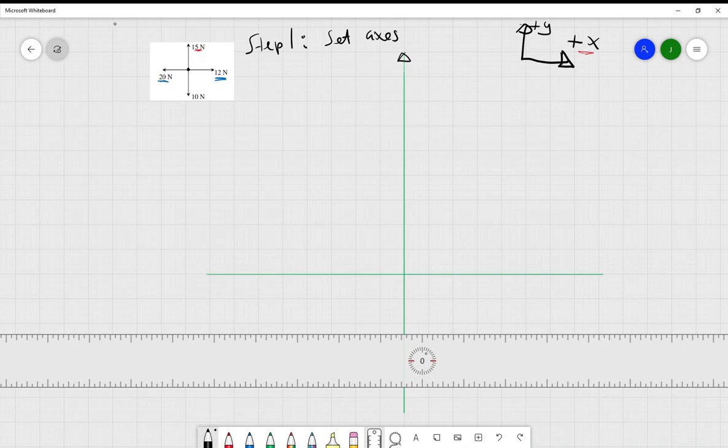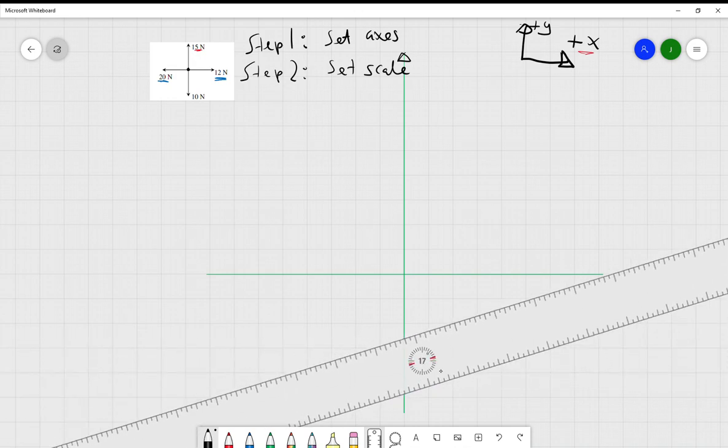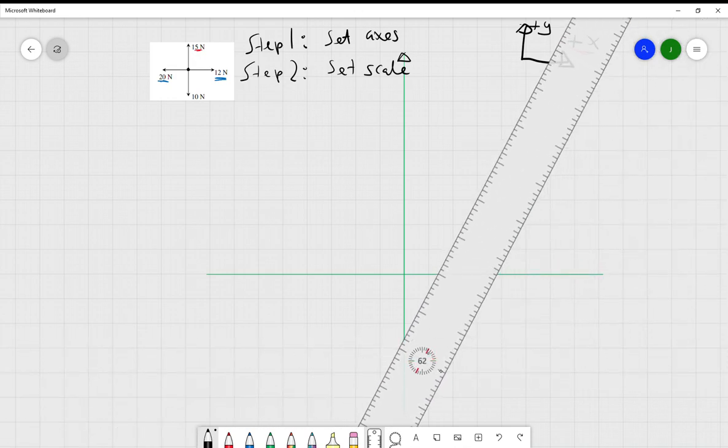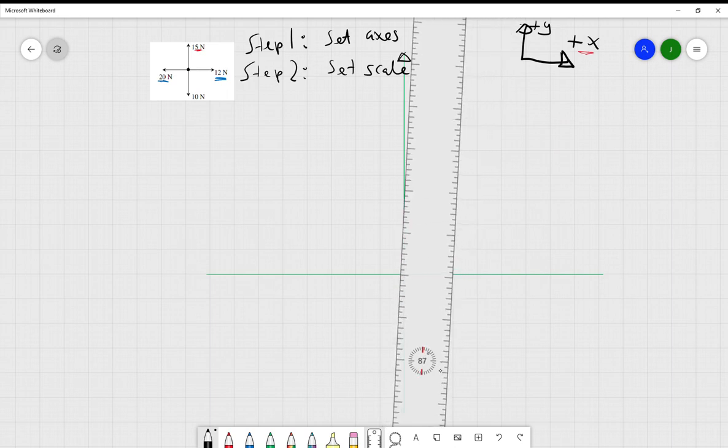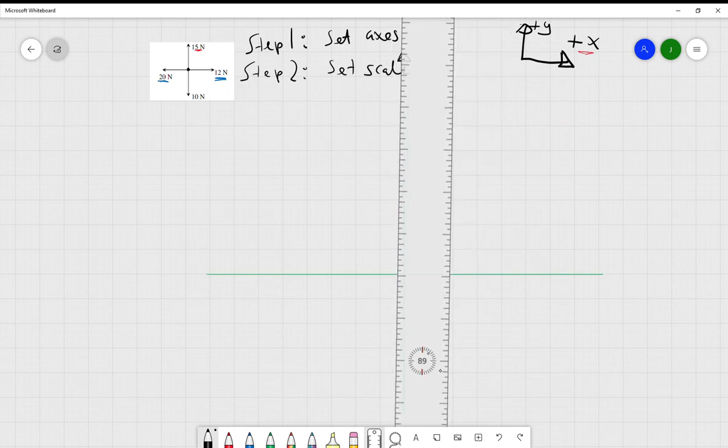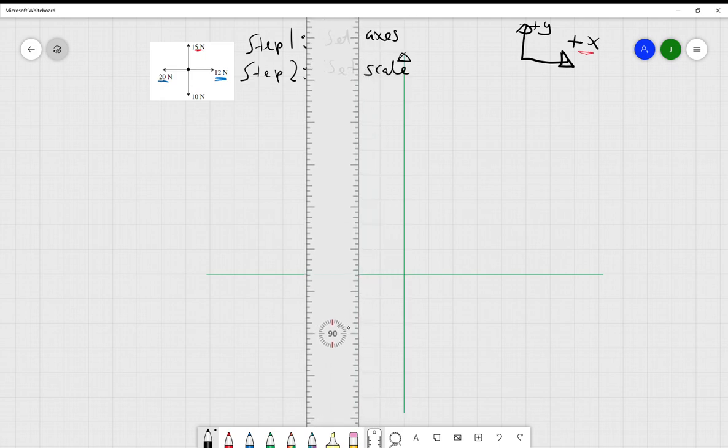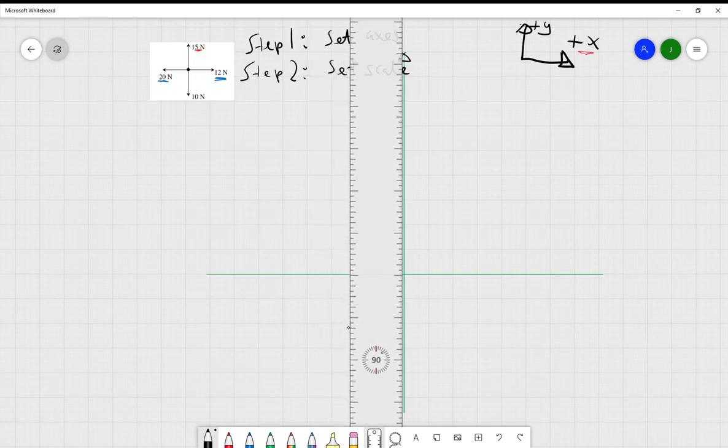So the next step is always set your scale. Now, unfortunately, in this edition of Microsoft Whiteboard, I believe the ruler is in inches, which just doesn't help the cause here. But we'll say, and if you can just about see it here, that each one of these blocks is 4. So we'll say that each one of these is a Newton. So from here to here is a Newton. So 1, 2, 3, 4. All right, so we'll just line it up here.